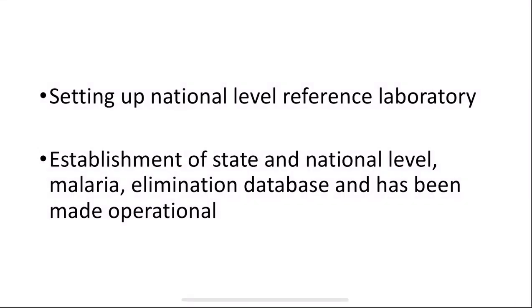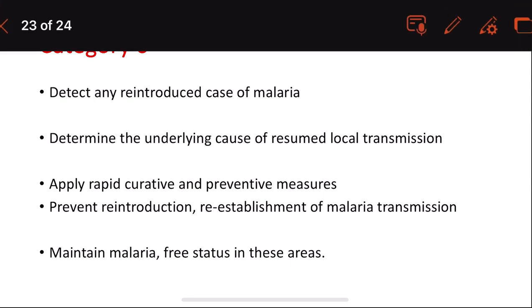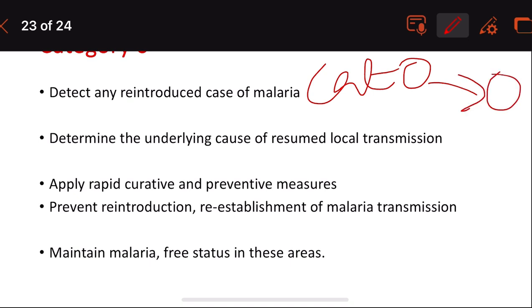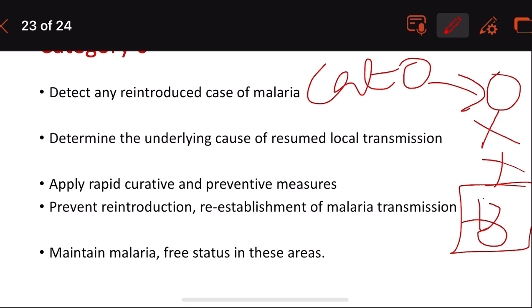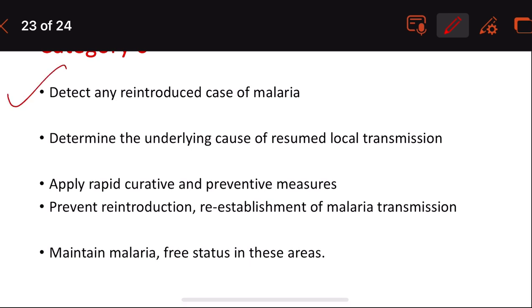Now lastly, we are moving on to the category 0 and coming to the end of the topic malaria. In the category 0, we need to detect any reintroduced cases of malaria. So now the category 0, what did we study? Zero indigenous cases. There are no cases of malaria in that area. Zero indigenous cases or zero deaths which are occurring due to malaria. No person is suffering with malaria and no deaths are occurring due to malaria. So, in such a case, we need to detect if there is any reintroduced case of malaria in the community.